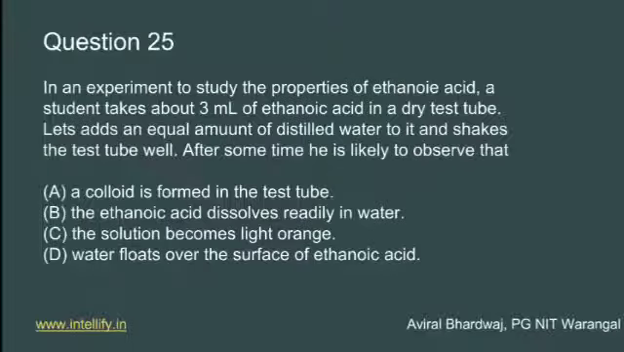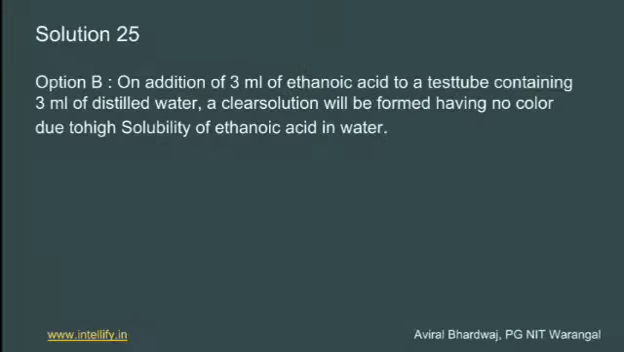So there are four options. Option A, a colloid forms in the test tube: this is wrong. B, ethanoic acid dissolves readily in water: this is true. C, the solution becomes light orange: this is wrong. D, water floats over the surface of ethanoic acid: this is also wrong. So the answer is option B. Ethanoic acid is soluble in water, giving a clear solution.